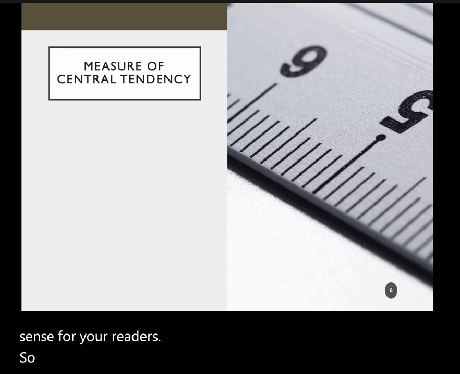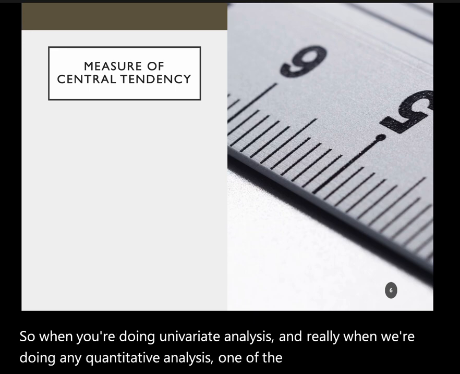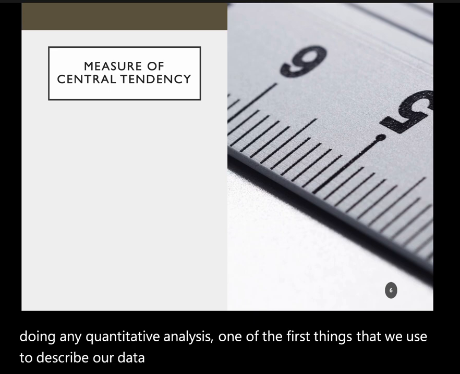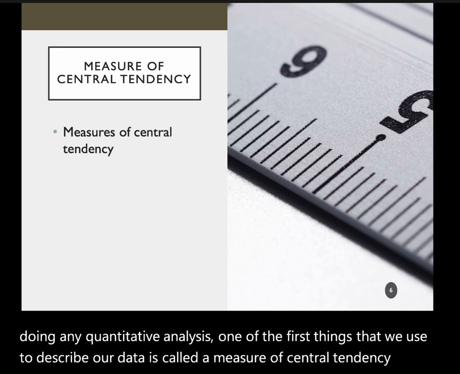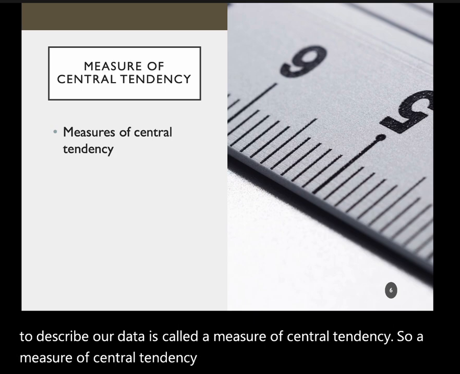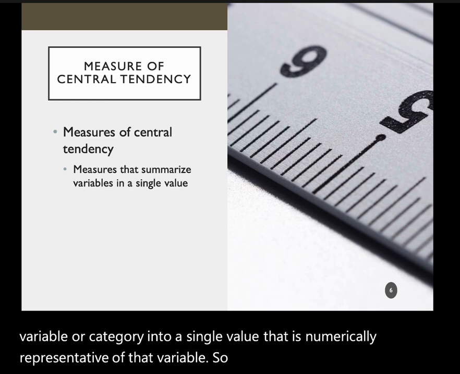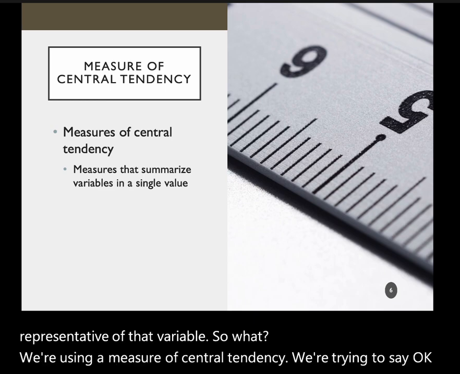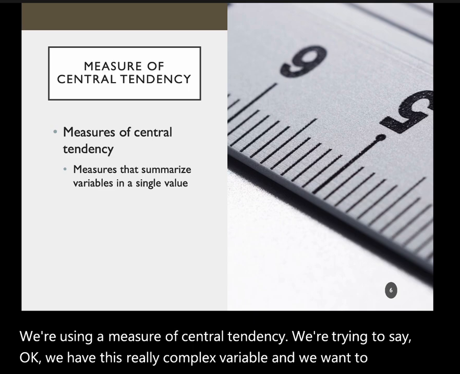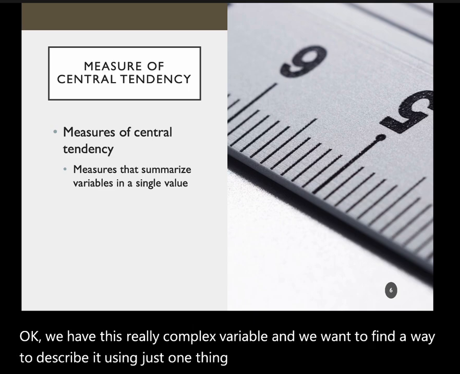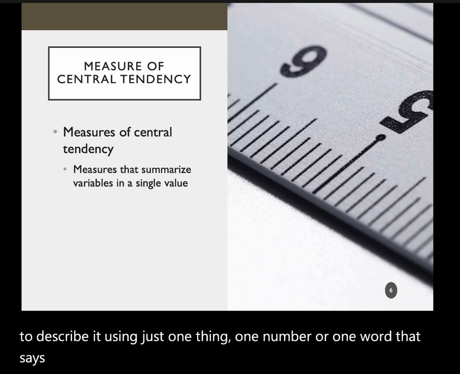So when you're doing univariate analysis, and really when we're doing any quantitative analysis, one of the first things that we use to describe our data is called a measure of central tendency. A measure of central tendency is used to summarize an entire variable or category into a single value that is numerically representative of that variable. So we're trying to say, okay, we have this really complex variable and we want to find a way to describe it using just one thing, one number or one word that says this is that thing.